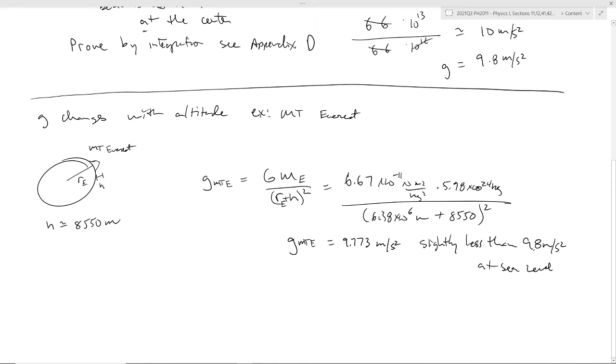And this makes sense because the radius is a little bit larger when you're at the top of Mount Everest. And this is due solely to the fact that you're a little bit farther away from the center of the Earth. So g changes a little bit with altitude.